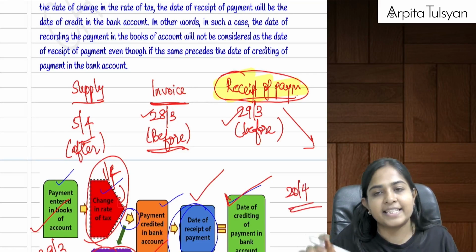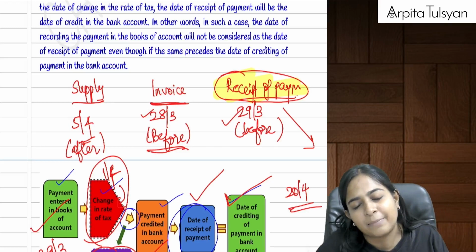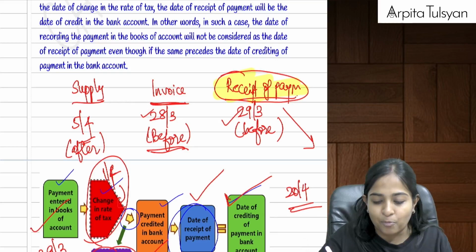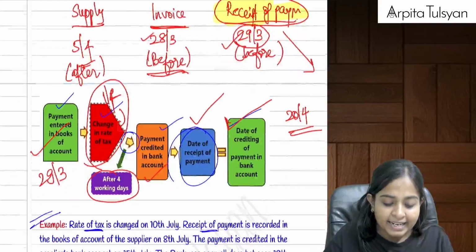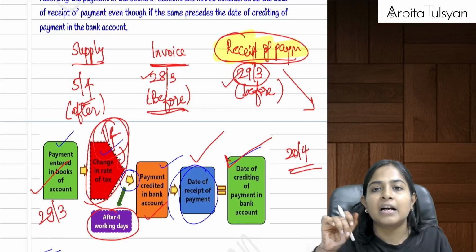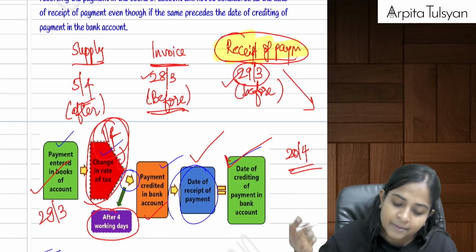Let's say I'm going to put the check in my bank on 20th of April and it is going to get cleared on the same day. Let's assume. Then in that case, can we say date of entry in the books is 29th March, date of rate of change is 1st April. Can we say the check is getting credited in my bank account after 4 working days?